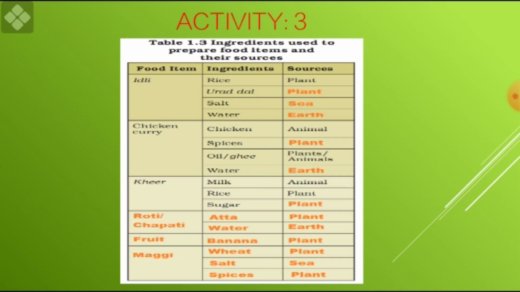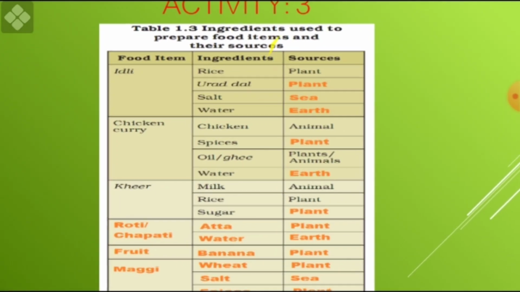So activity 3 now, the food item idli. Oh, hot idlis. Our mouths are watering, right? So what are the ingredients? It is rice. Rice is again a plant source. Urad dal, it's a plant source. Salt, we get it from the sea. Water, it's from the earth. So the next food item is chicken curry.